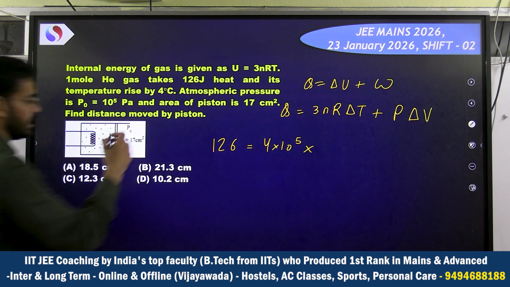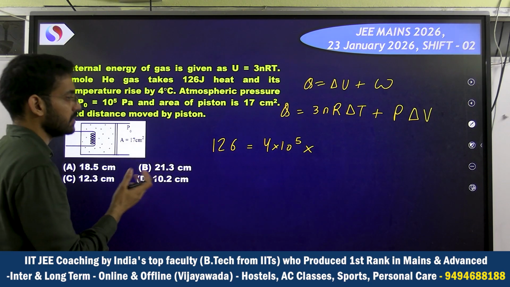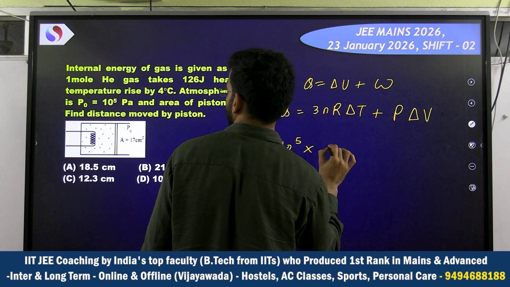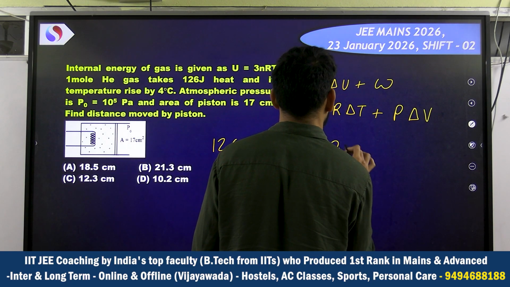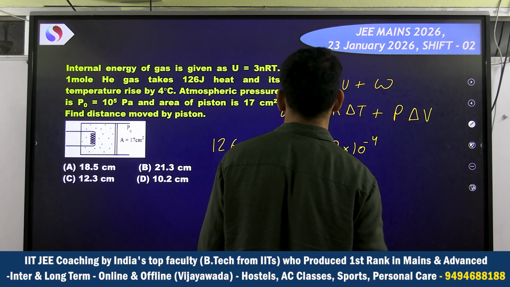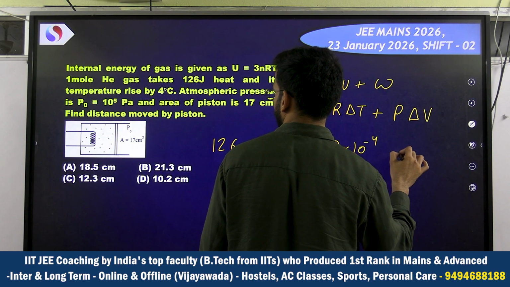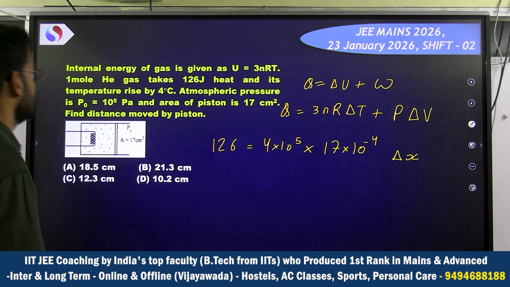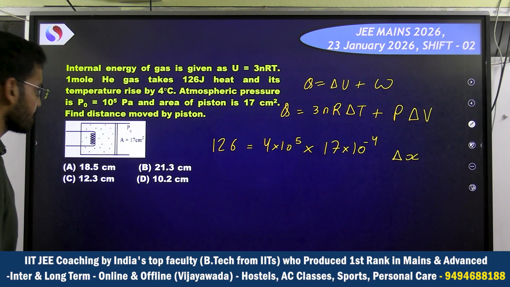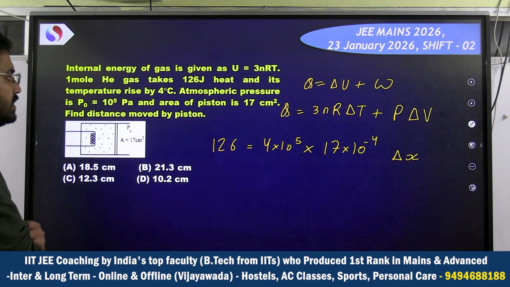For that, you see, area of cross section into how much length he will move. That is the only change in volume, right? So you can say area of cross section, which is 17 centimeter square, that is 17 into 10 to the power minus 4, into the distance delta x he will move, which is the distance you want to answer. So here the change in temperature is of no use, that's it. That delta x will come in SI unit, and you can convert it to centimeter. Got the point? Okay, that's it, clear.